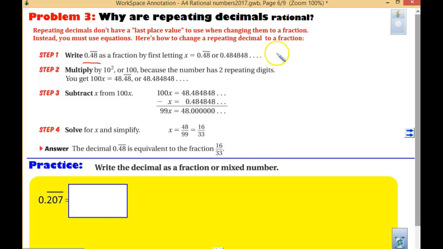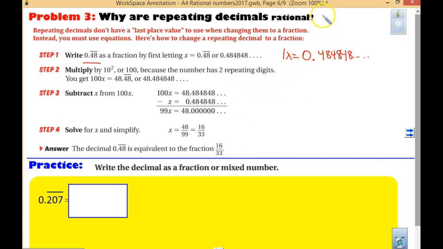The first thing I want you to do, right below our problem, is always write 1x equals. So write that, 1x. We want to put that number down. It is 0.48, 48, and maybe we do it 3 times, right? The 4 and the 8 are repeating, okay? Now the next example only has 1 digit repeating.